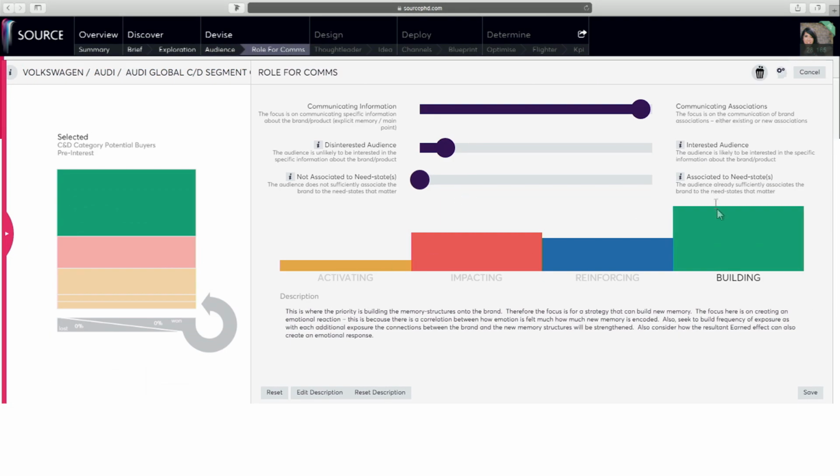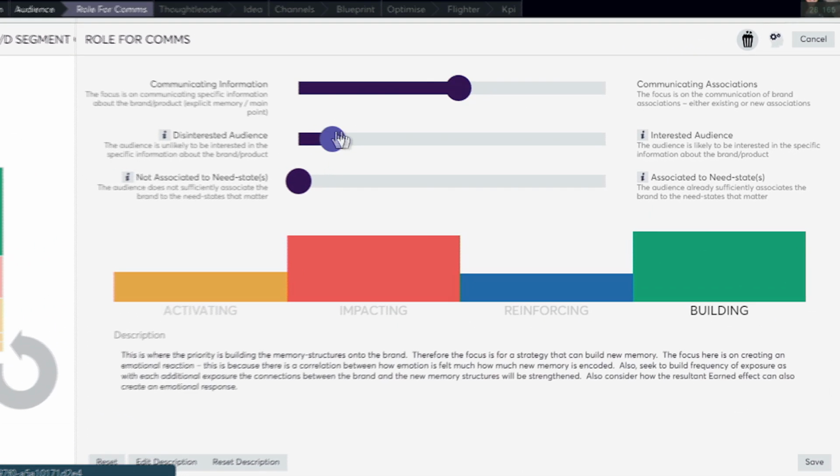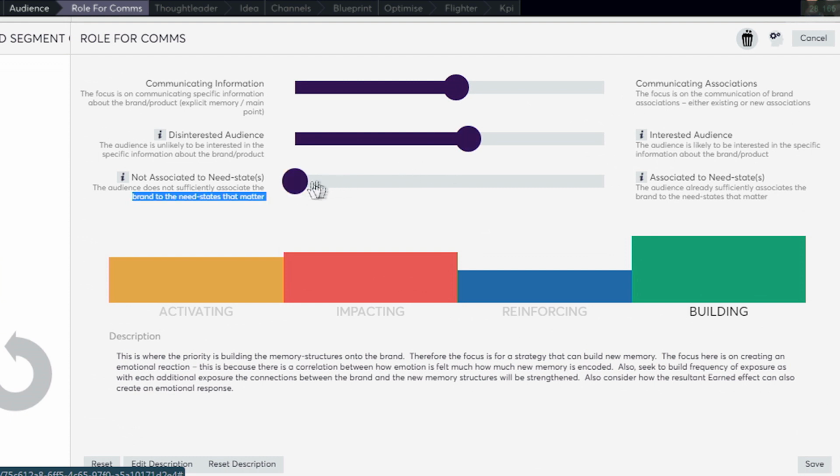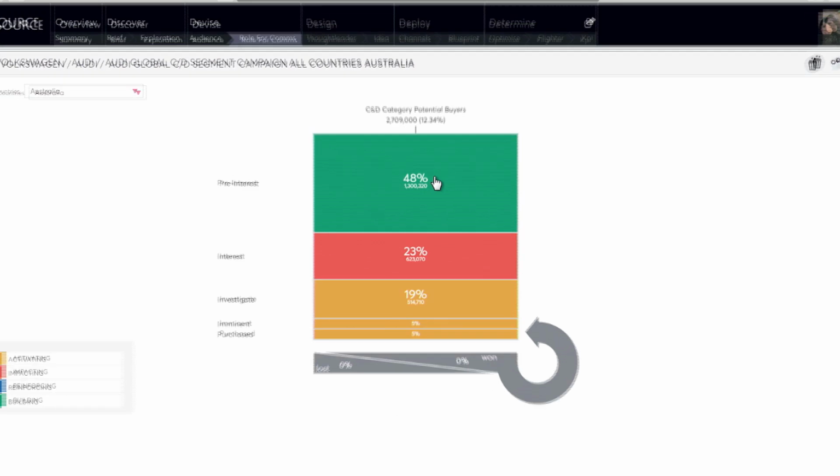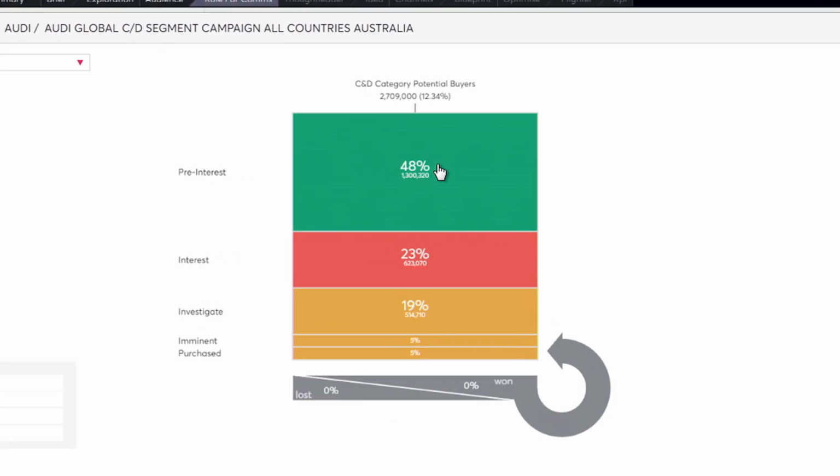We then identify the role for communications, which describes what type of media and messaging should reach audiences in each segment of the consumer model. The selection of comms model has implications for channel selection and also messaging.